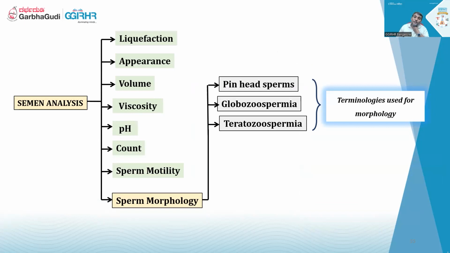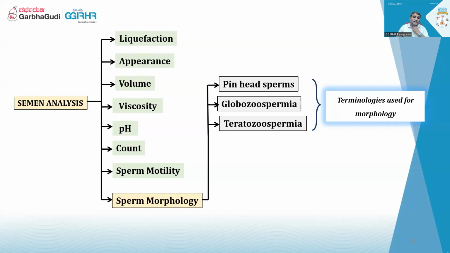In morphology, we use this terminology, globosospermia. Globosospermia means the head of the sperm, which has mainly two things, acrosome and nucleus, is lacking the acrosome. The acrosome is very, very important for fertilization, or I can say zygote formation. So if the acrosome is absent, such type of sperm is labeled as globosospermia.